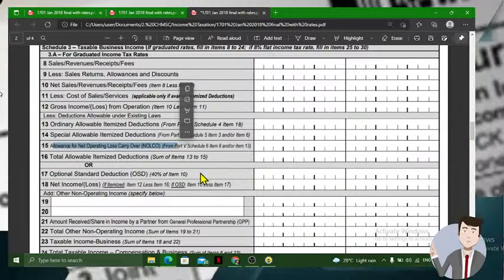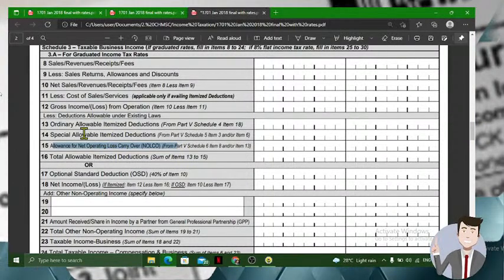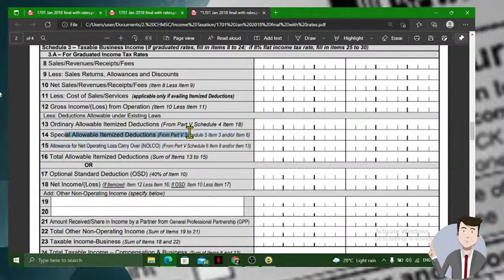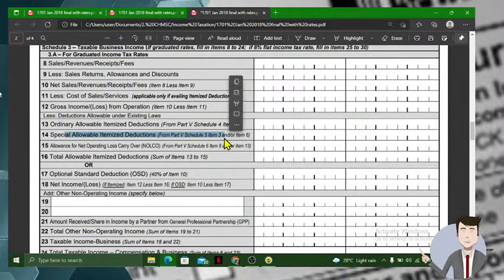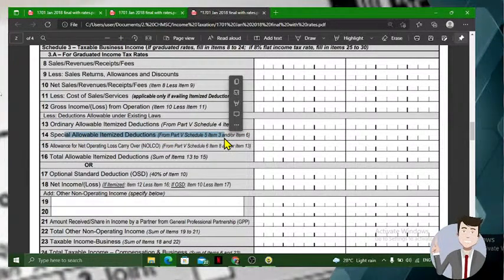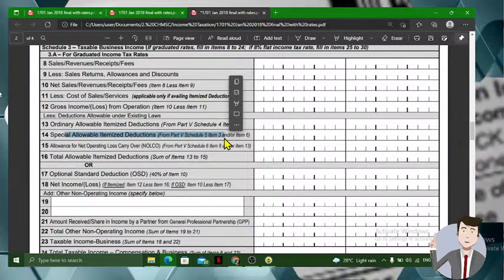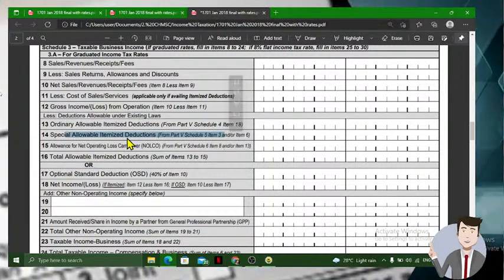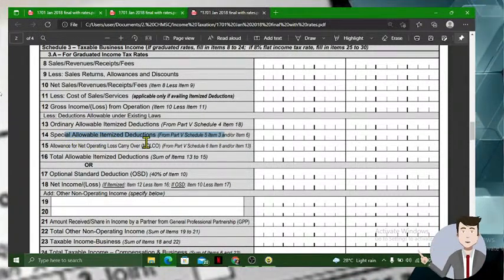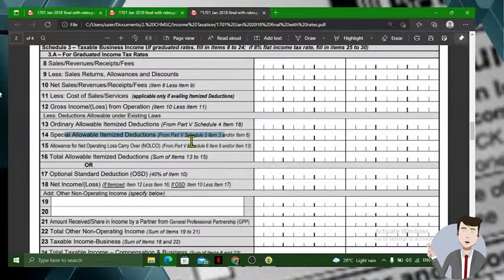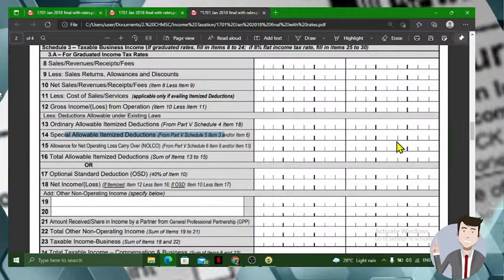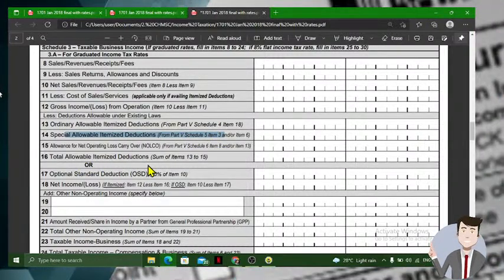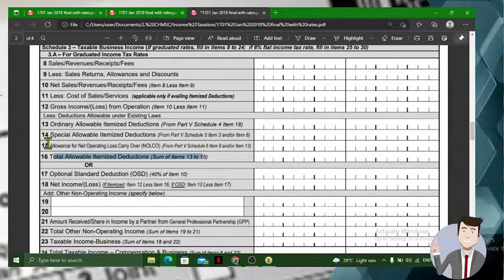Okay? This one. So guys, in special allowable itemized deduction, you can claim what we discussed, the additional training expenses. So in my professional opinion, your additional training expenses will be considered a special allowable itemized deduction. And your legal basis should be the CREATE law. Okay? The CREATE law. Okay, next. So this is the total allowable itemized deduction, that's item 13, 14, 15.